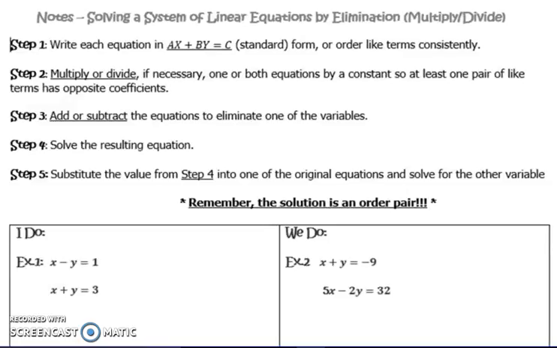Now, similar to yesterday's lesson where we were solving using elimination with add and subtract, we still want our equations in standard form. However, this time we're going to have to multiply or divide one or both, depending on the situation, by a constant, so at least we can get one pair of terms to have opposite coefficients and be able to eliminate or cancel out. Then we're still going to follow the steps. Once we can cancel out one of our terms, then we're going to solve for one variable, substitute it back in, and get our coordinate point for our answer.